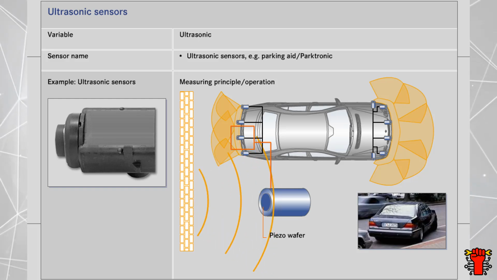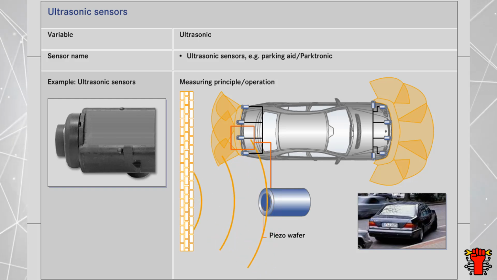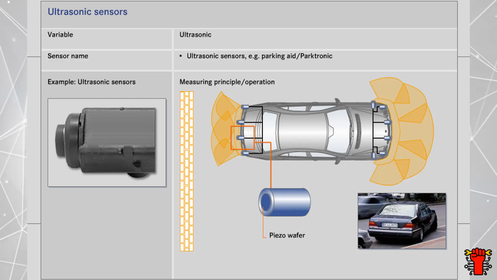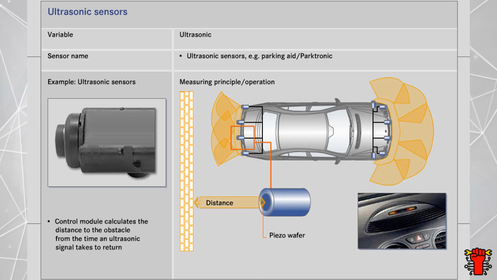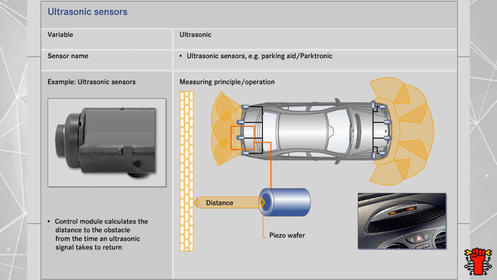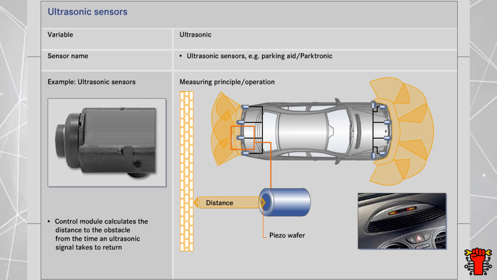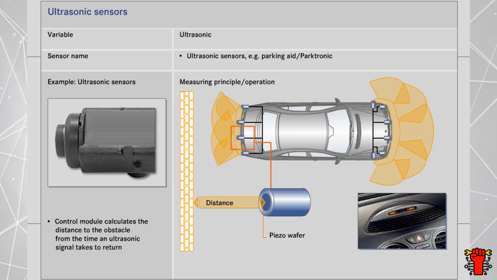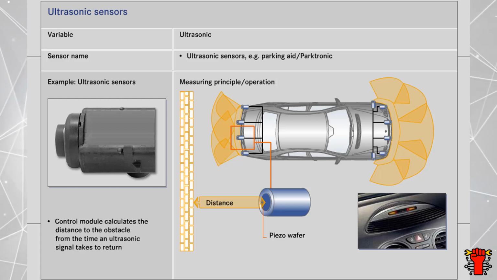The piezo wafer receives the echo in a transmission rest period. The control module calculates the distance from the obstacle from the period of time between the signals and sends this information to a display in the passenger compartment.